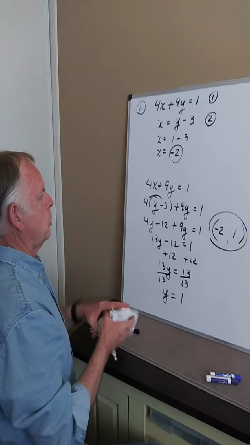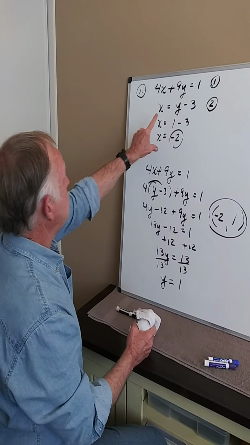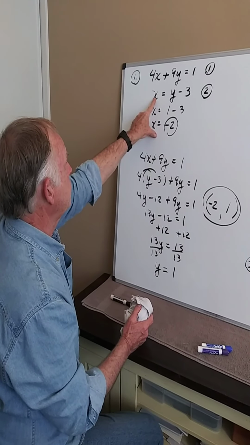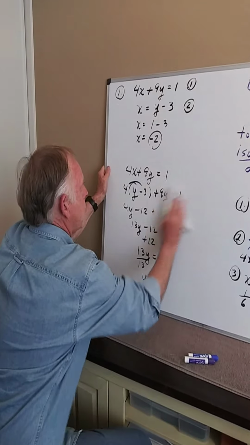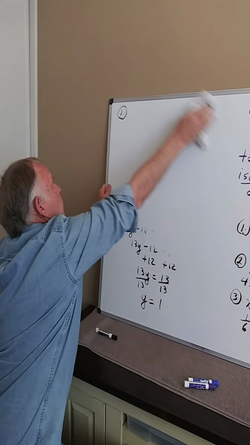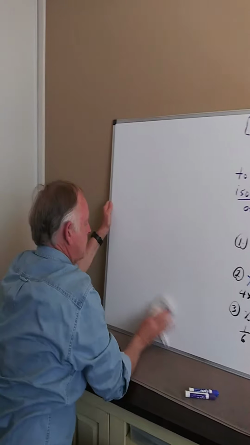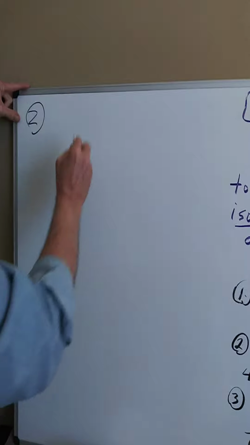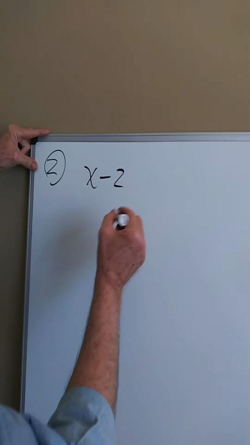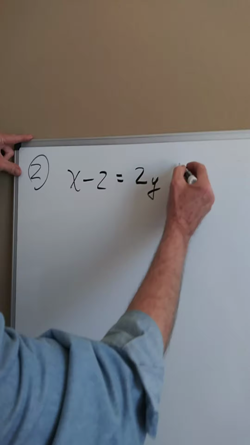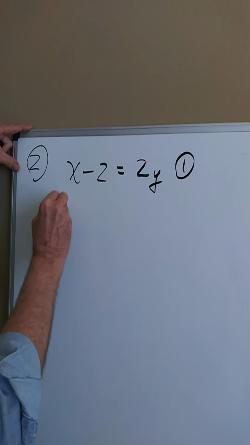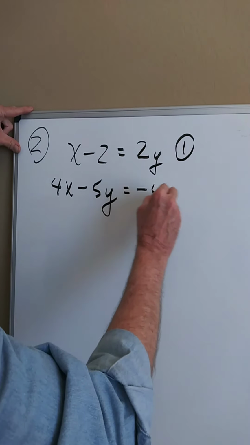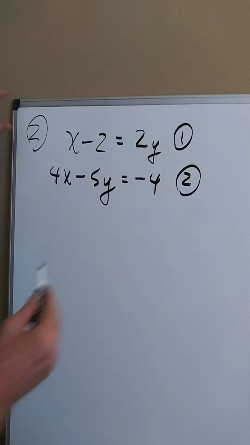Now that is the elementary one. Why was it nice? Because the second equation was already solved for a single variable. Let's go to the second one, and when we go to the second one, we'll have to do a little bit more work, but not much. Number 2, x minus 2 is equal to 2y. That's equation 1. 4x minus 5y is equal to negative 4, and that's equation number 2.